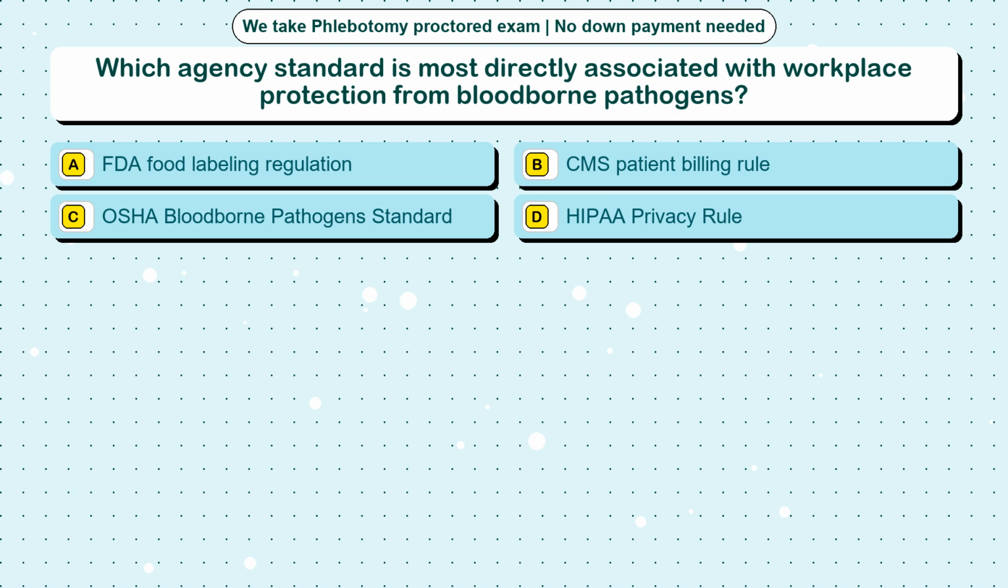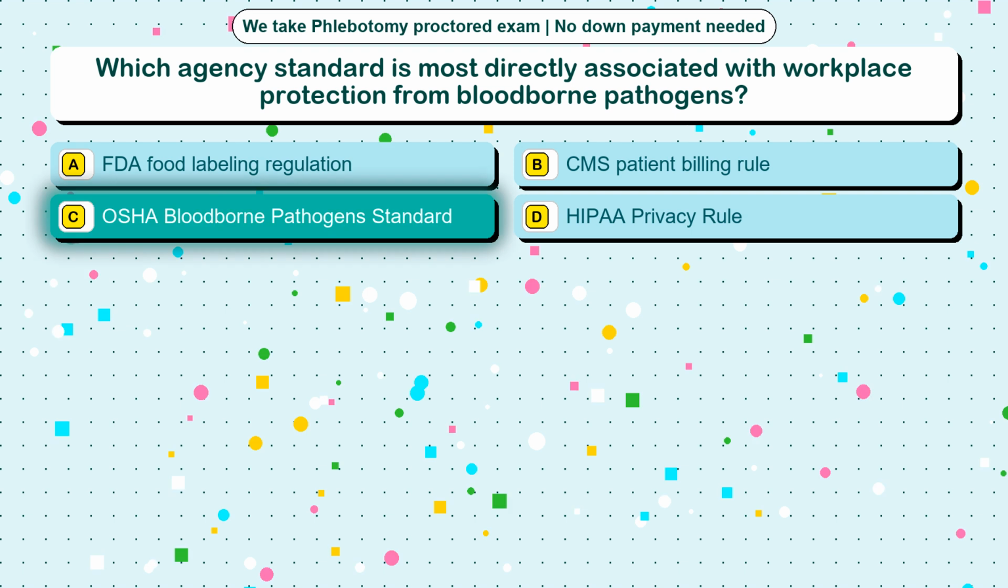Question 66. Which agency standard is most directly associated with workplace protection from bloodborne pathogens? Option A, FDA Food Labeling Regulation. Option B, CMS Patient Billing Rule. Option C, OSHA Bloodborne Pathogens Standard. Option D, HIPAA Privacy Rule.